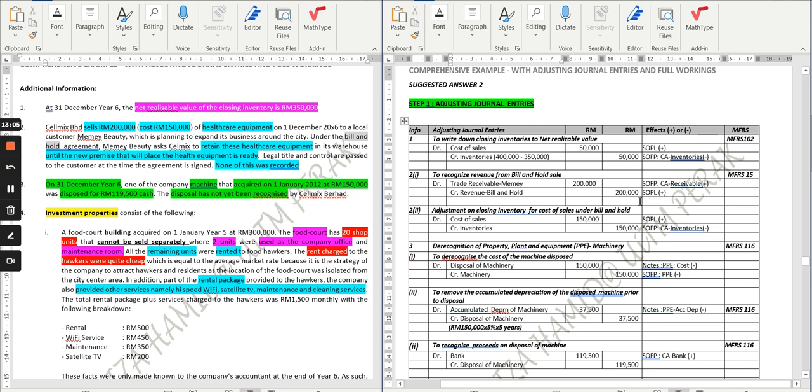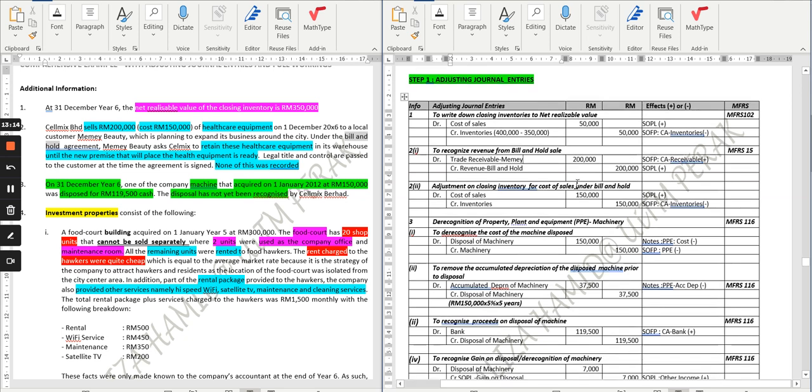If you do that, your revenue will have increased by an extra 200,000, and your trade receivable also will increase by 200,000. At the same time, you need to make an adjustment to the closing inventory for the cost of goods sold under the bill and hold. If you refer here, 200,000 is the selling price, but the cost is 150,000. So you need to debit cost of sale 150,000 and credit the closing inventories 150,000. So therefore your cost of sale in the SOPL will have to be added, and the current asset inventories in your statement of financial position need to be reduced.